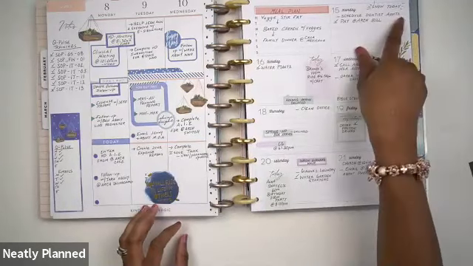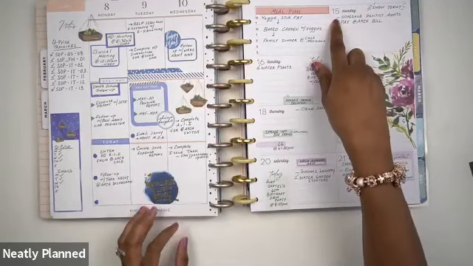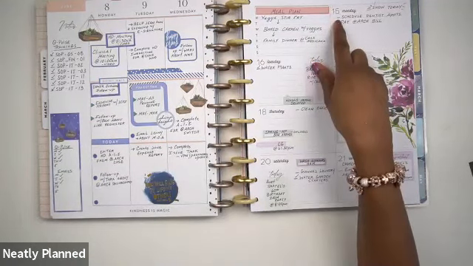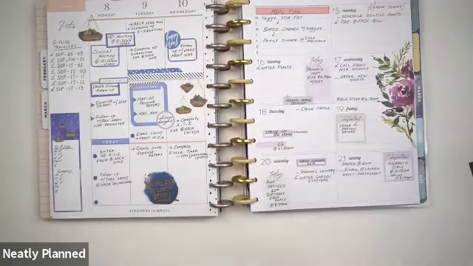So here it says scheduled dentist appointment. There's no check mark. So I know, I've trained myself to know, if it doesn't have a check mark, it didn't get completed. And so those are little things.